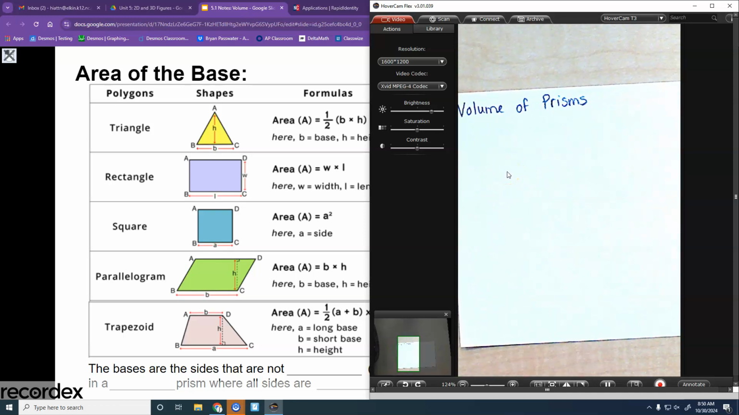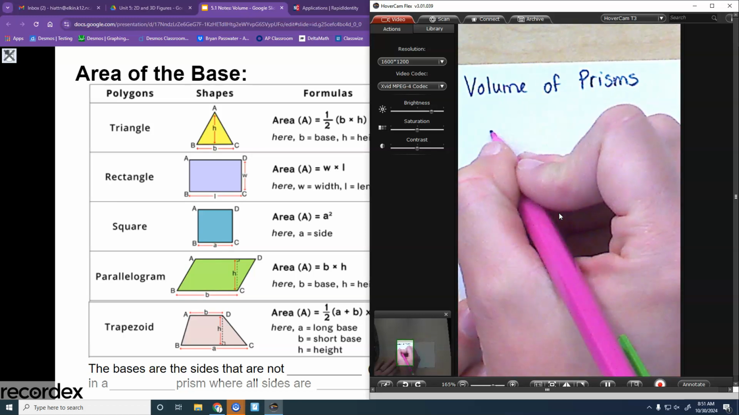Alright, so for our volume of prisms. This is the area of a triangle, right? Area of a triangle is 1/2 little b times h. Okay? So if we have a triangular prism, first of all, it will probably be helpful to actually draw a picture of a triangular prism. This is where your art skills come in handy. So I'm going to try to show you how to draw one.